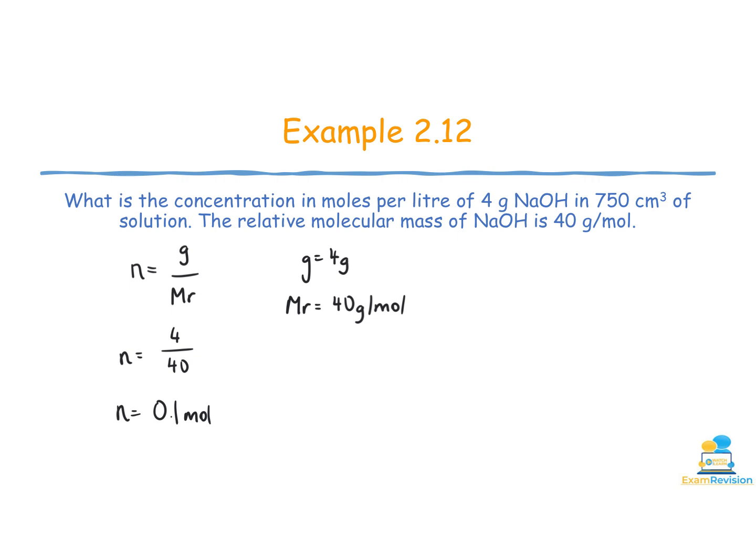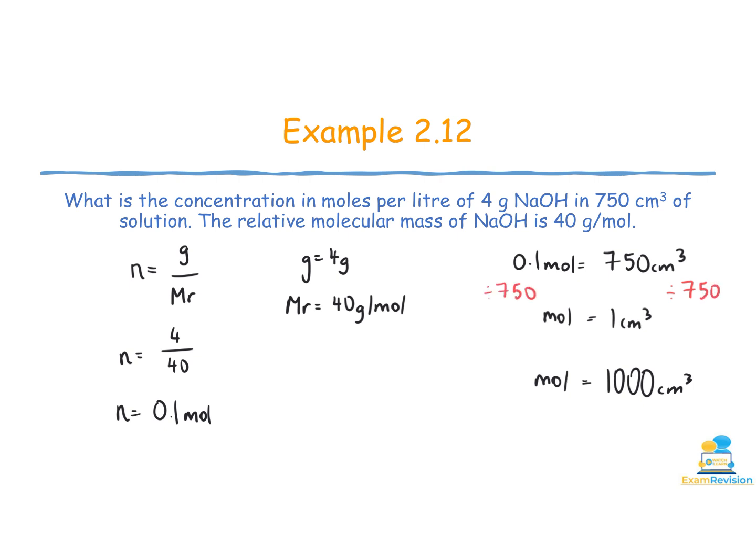Now we have 0.1 mole in 750 centimetres cubed. We want to figure out the moles per litre, so I need to go to 1,000 centimetres cubed. So to go to 1,000 centimetres cubed, I'm first of all going to go to 1 centimetre cubed, and then I'm going to go to 1,000 centimetres cubed. To get down to 1 centimetre cubed, I'm going to divide both sides by 750. And then I'll multiply both sides by 1,000.